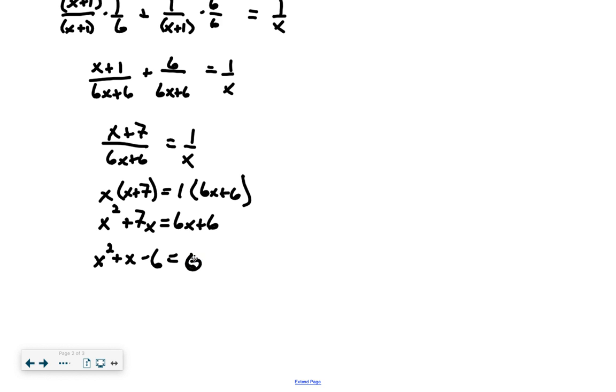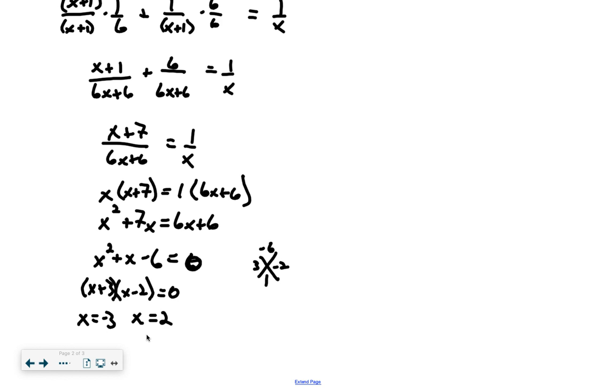Okay, and now we can solve this quadratic however we want. It's usually worth it to see if it factors, right? So I'm looking for two numbers that multiply to -6 that add to +1. And it looks like +3 and -2 would work. So this would factor into x plus 3 and x minus 2. Then setting each of those equal to 0, this will be x equals -3, and this will be x equals 2.